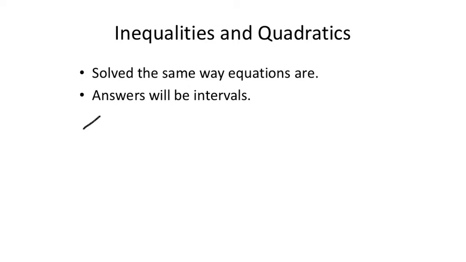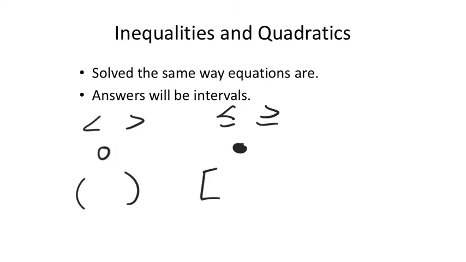And remember, if you have just a less than or greater than symbol on the graph, we would use an open circle. And then in the interval, we would use parentheses like this. So if it's less than or equal to, if it's equal to at all, then we would close that circle up on the graph, and then the interval will have square brackets for these.